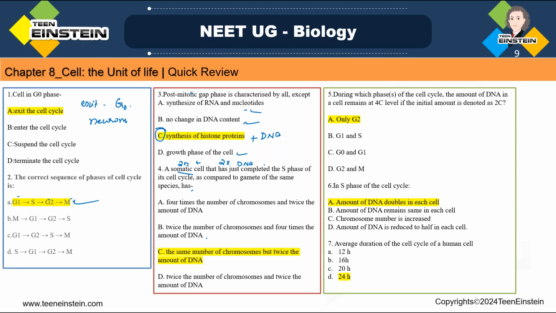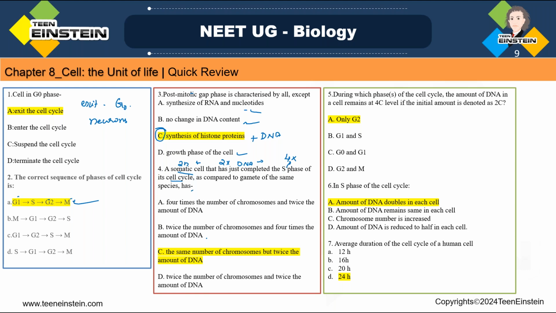Then a cell which is entering and completing the S phase of the cell cycle. Here we are talking about the cell cycle, right? So when it is entering the S phase, the DNA content of the cell will become double, right? The 2x DNA present in the somatic cell will become 4x after S phase. So the DNA content of the cell becomes 4x, due to the DNA synthesis or DNA duplication. The number of chromosomes will remain the same, right? There is no change in the chromosome number.